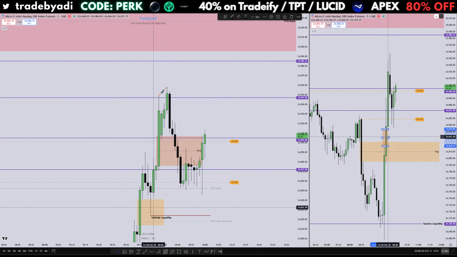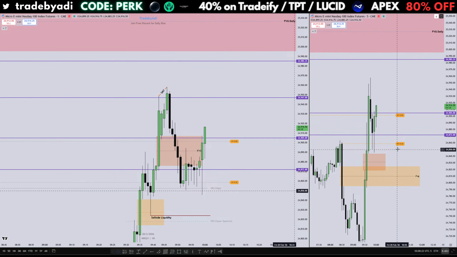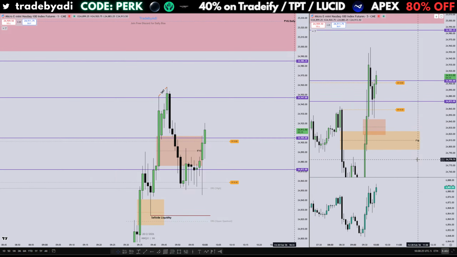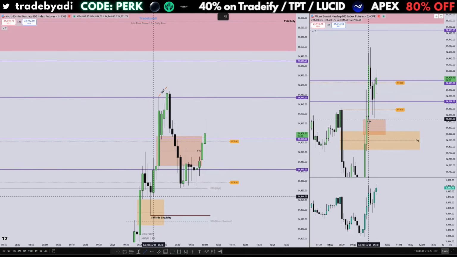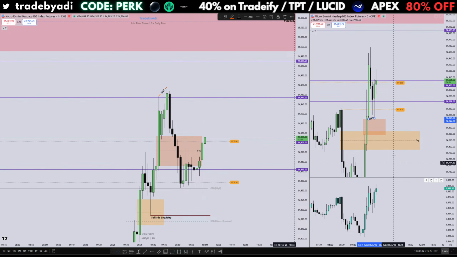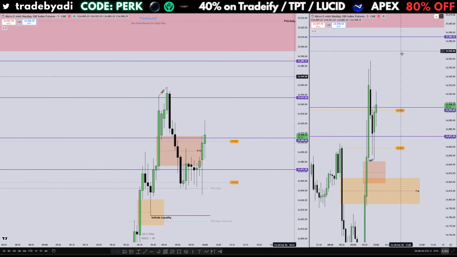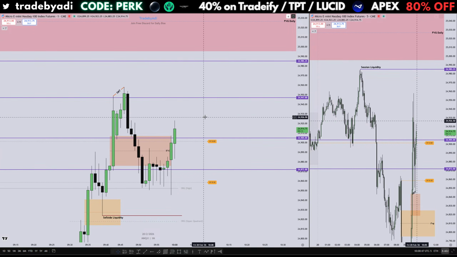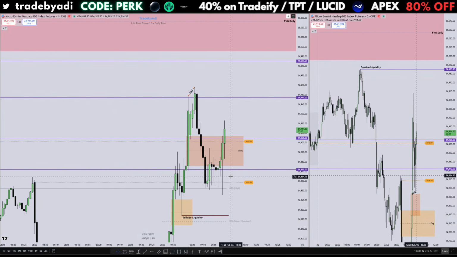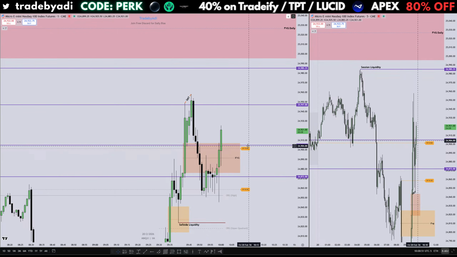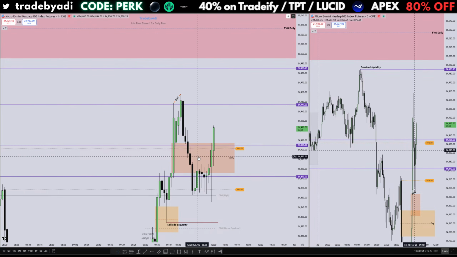On this FEG, we have not tapped this FEG. Okay, ES did this thing. So we have a minor SMT with PD array, this FEG. So maybe we don't tap it, and we can distribute to the upper side to this current daily high, and we have this as an IFEG again, and also we have a market structure shift over here.